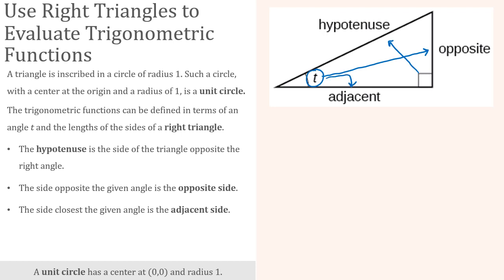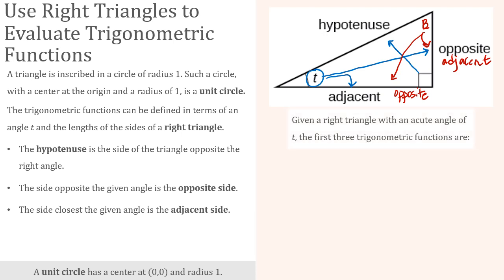Now keep in mind that if we were interested in the other angle in this triangle, in the upper right, maybe we call that angle B, the side that's opposite angle B would be a different side than the side opposite angle t. So we need to remember that opposite and adjacent can change depending on which angle we're talking about. And we'll look at some more examples of that in just a minute.